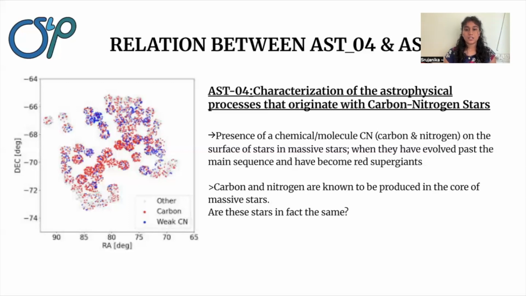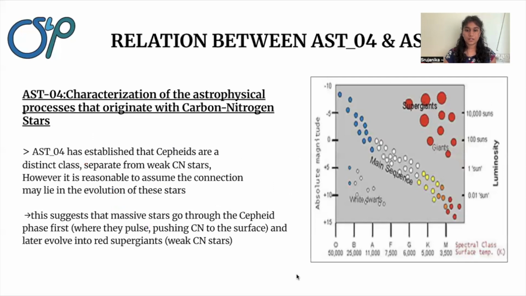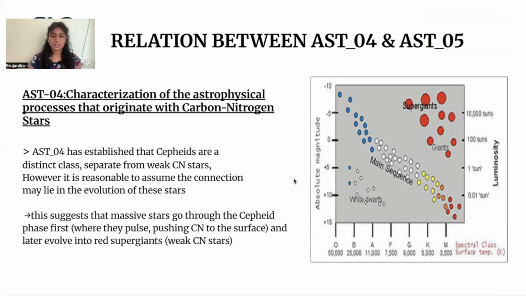The presence of CN in both Cepheids and in weak CN stars led to the question, are these stars in fact the same? ASTO4 established that Cepheids are a distinct class, separate from weak CN stars, since they fall in a different region of the color magnitude diagrams. However, it is reasonable to assume that the connection may lie in the evolution of these stars, suggesting that the massive stars go through the Cepheid phase first, where they pulse, pushing CN to the surface, and later evolve into red supergiants or weak CN stars.